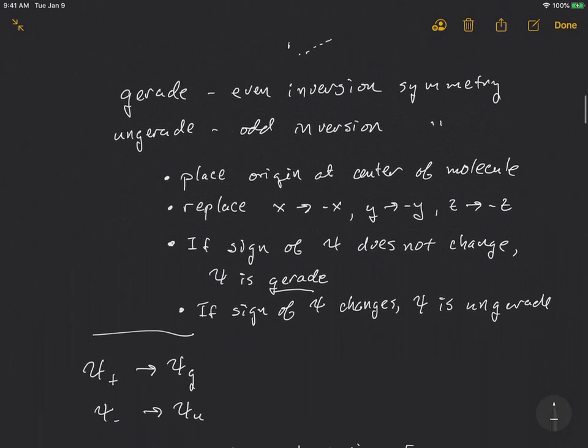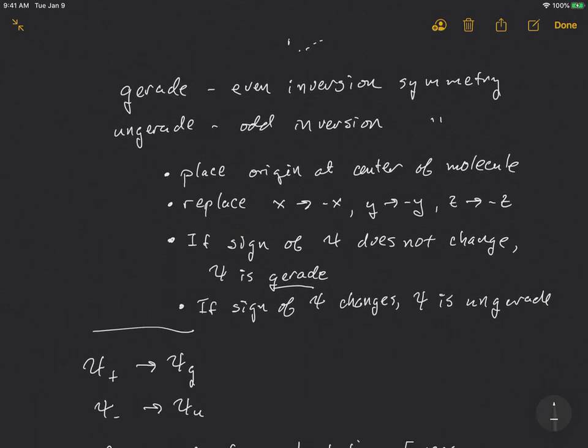Now I'm going to introduce some different nomenclature as we progress here. There's this notion of having a gerade wave function with an even inversion symmetry, or ungerade, a wave function with odd inversion symmetry. So these are labels that we attach to wave functions that are a shorthand that help to remind us what the overall shape of the wave function is.